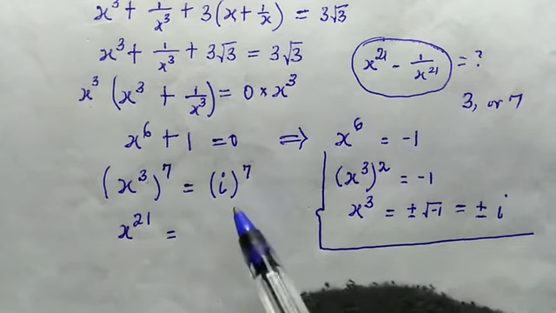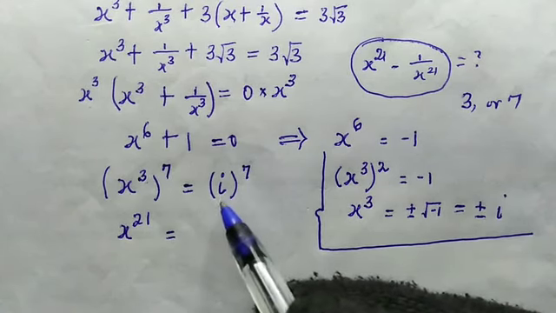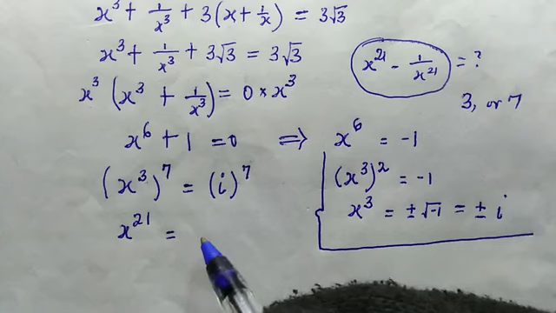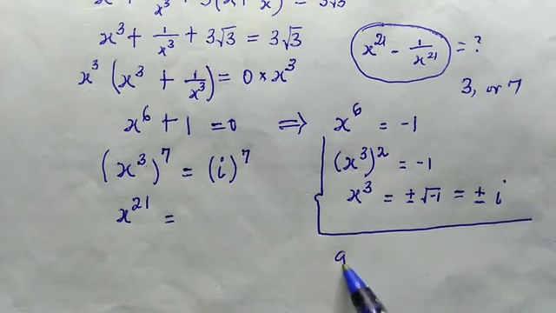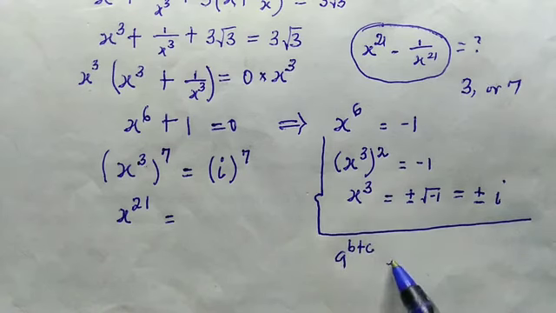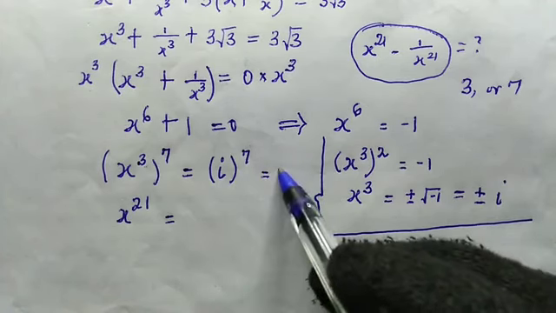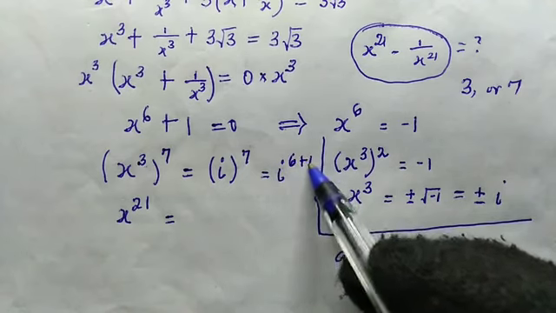This is equal to... Now from here, let us see how we are going to simplify this imaginary unit to the power of 7. So the idea here is to make use of this property: a raised to the power of b plus c is equal to a raised to the power of b multiplied by a raised to the power of c. So from here, this can be written as i to the power of 6 plus 1.